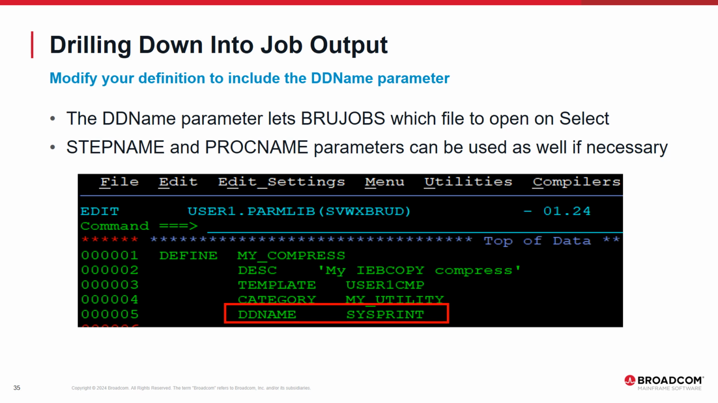Modify your BRUTIS definition member in your user PARMLIB. We need to add one more parameter to our definition, which is the DD name parameter. The DD name parameter identifies the most important output file or DD name for the job. This is the file we want to drill into from the BRUJobs display first. There are several other parameters like the step name parameter that you can also use if your job has multiple steps. Go ahead and pause the video to make the change above. Once you have saved the definition, resume the video.